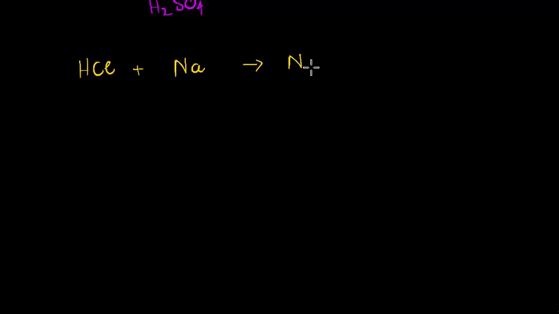So let's look at a metal and an acid. Let's go for hydrochloric acid with sodium. Why not? Hydrochloric acid with sodium would produce sodium chloride, which is table salt, plus hydrogen. You can see there's no oxygens here, so there's no way of producing water.